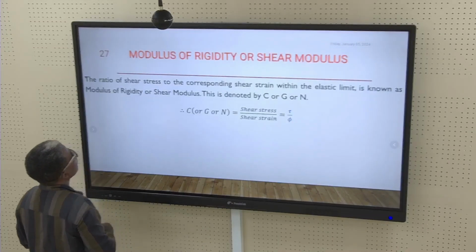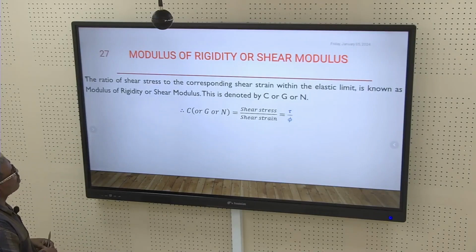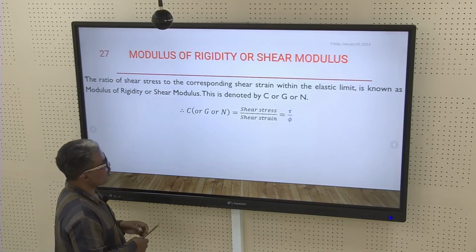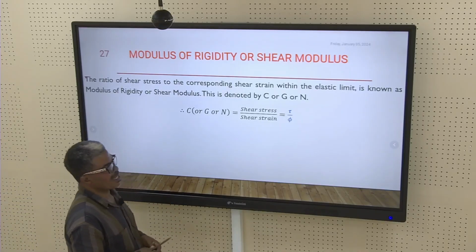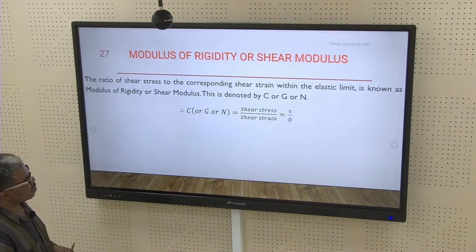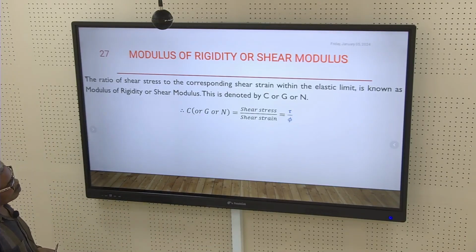The ratio of shear stress to the corresponding shear strain within the elastic limit is known as modulus of rigidity, as I have said, or shear modulus. So it is shear stress to the shear strain, as we saw for the compression or tension stress to the strain.